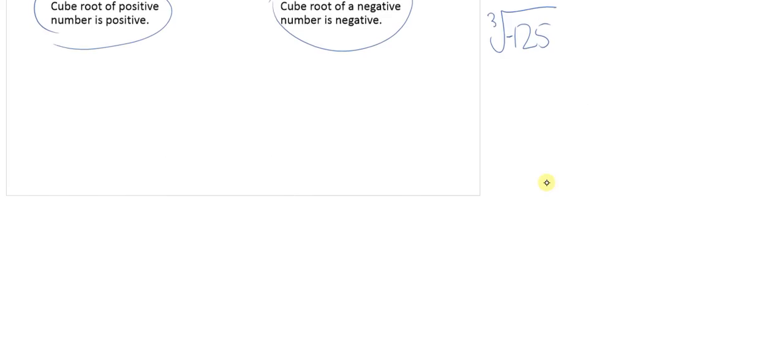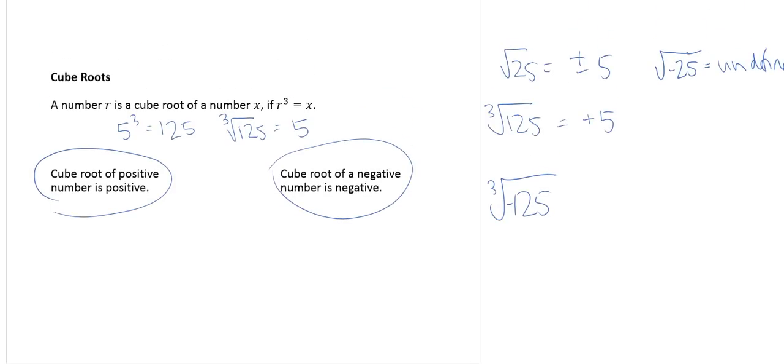Right? The cubed root of minus 125 is going to be equal to minus 5. I can show you that here, which I was trying to do above. Minus 5 times minus 5 times minus 5 is equal to minus 125. Minus 5 times minus 5 is 25, times minus 5 is minus 125. Okay?